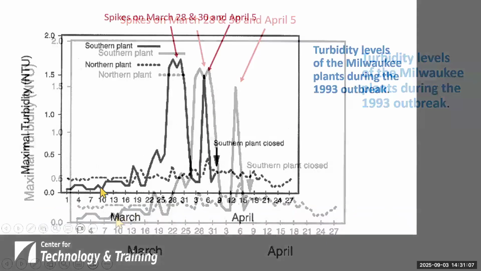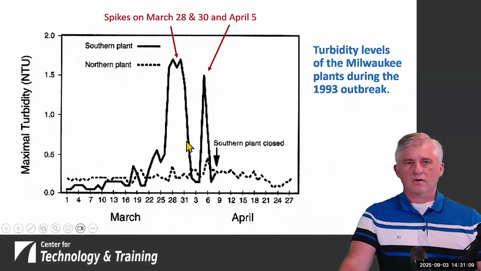So this just shows the time frame for this. The solid line is the southern plant that they had the issues with. They had a couple of spikes. The northern plant was pretty consistent.